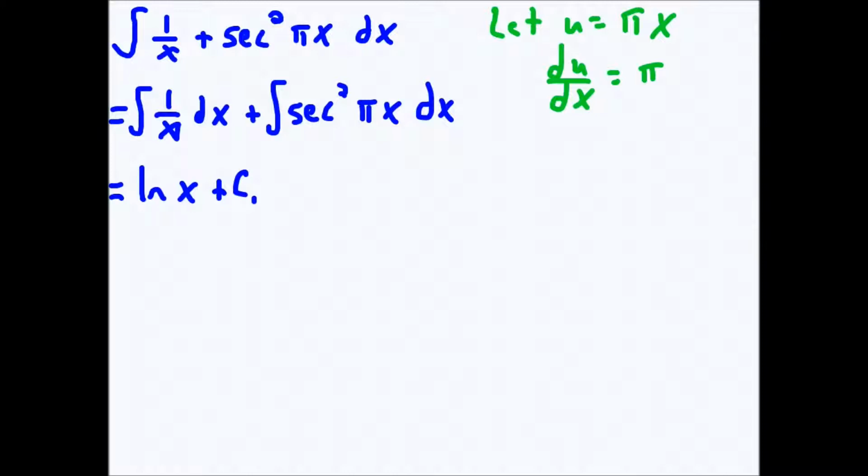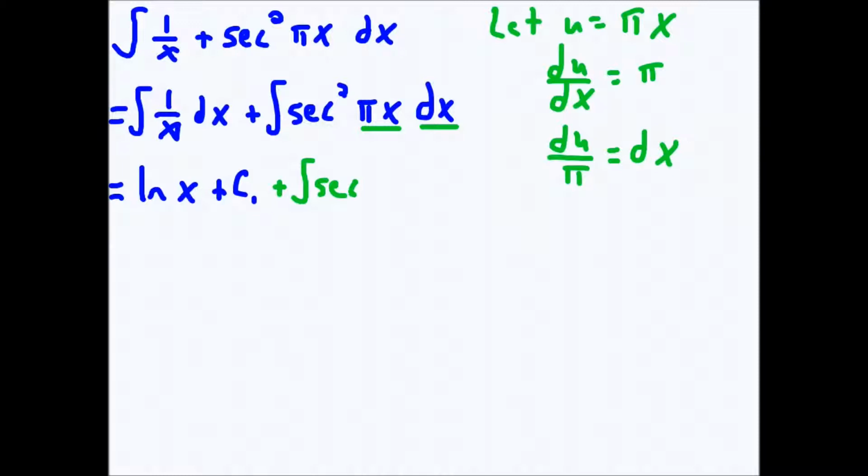Well, letting u equal pi x takes care of this part right here, but I also need to take care of this dx because now I'm in terms of u. So I want to get dx by itself. So I'm going to multiply both sides by dx and divide both sides by pi, which is going to get me du over pi equals dx. So now when I rewrite this integral, the integral of secant squared now of u, this is also going to be multiplied by du over pi.